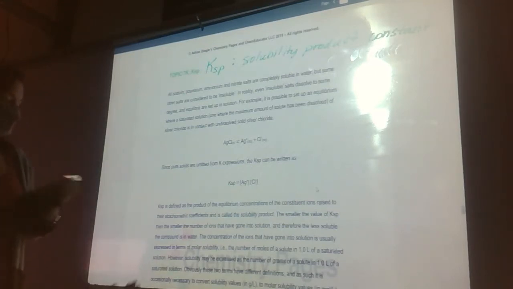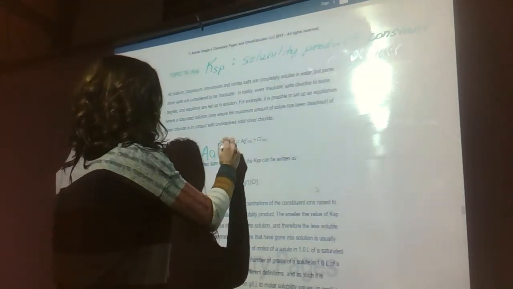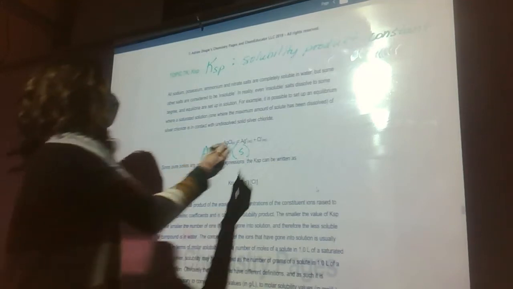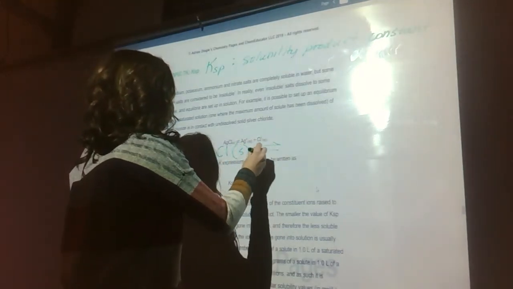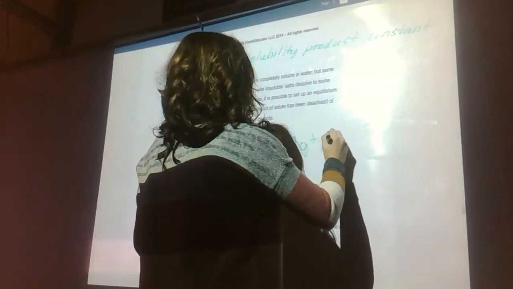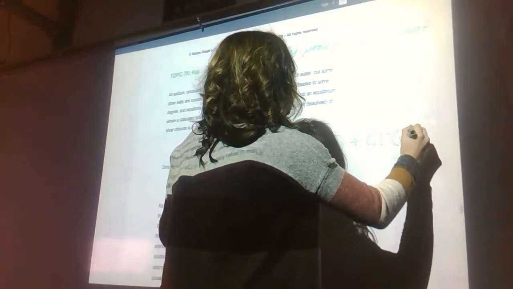And if we write an equation like this one, where we take solid silver chloride, which in Chem 1A we would have said is insoluble, and we put it in water, we get some silver and some chloride ions.